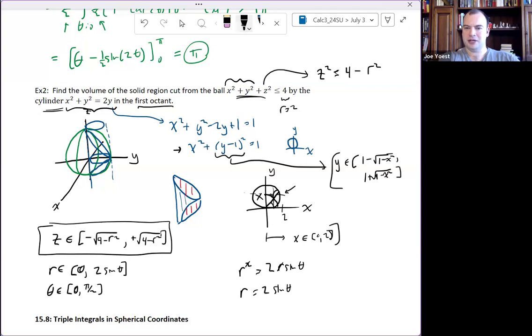And I do have to be careful. First octant, I think I made the same error last time. I should be starting at 0 here to stay in the first octant, to stay above z equals 0 as well. That might have been what you were asking about: this lower bound on z should be 0, and then the upper bound is the square root.